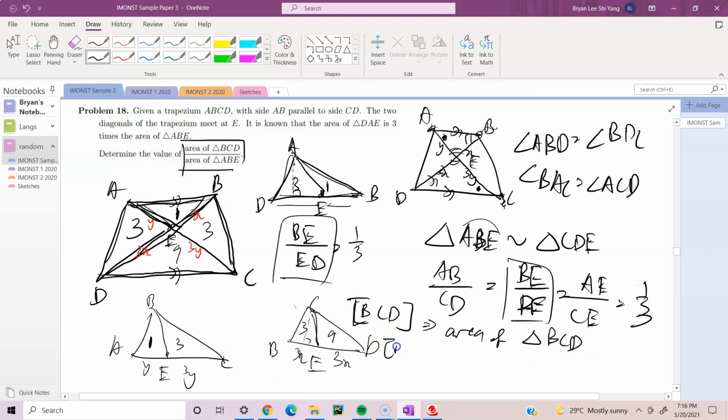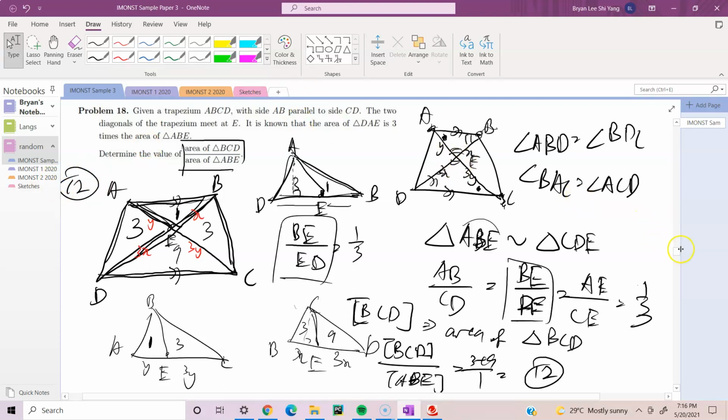So the area of BCD I can use this to denote, and likewise the area of ABE. Since we have numerical values, things are easier for us to count. So BCD would be 3 plus 9, and then ABE would be 1. So this ratio would give us 12, and this is exactly the answer of problem 18. So I hope you guys understood my explanation. Now let's move on to problem 19.